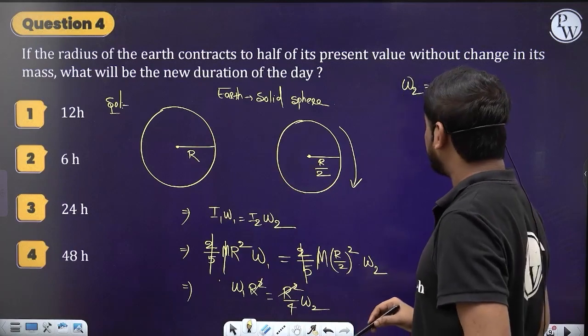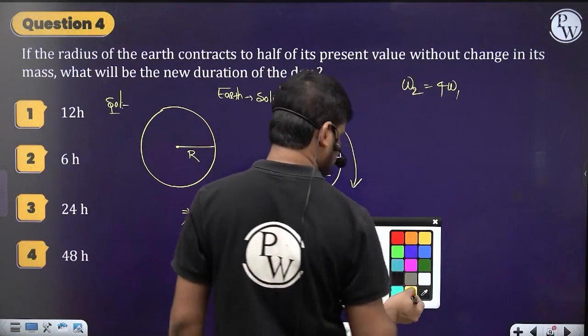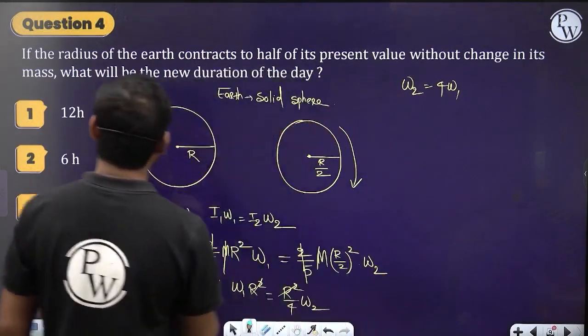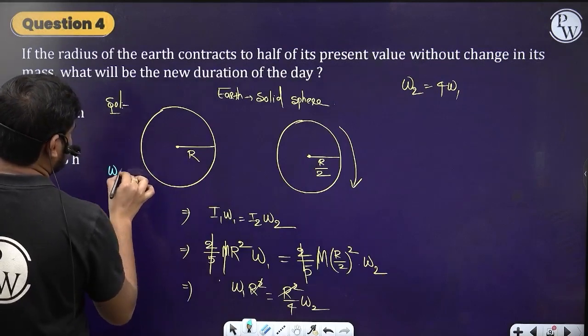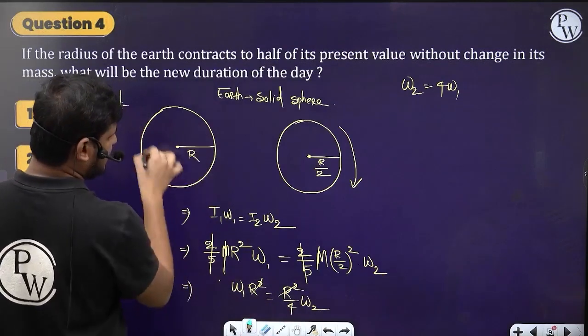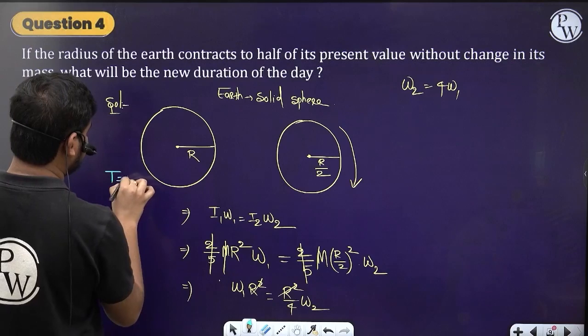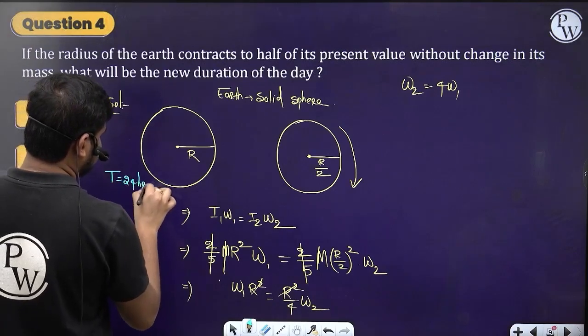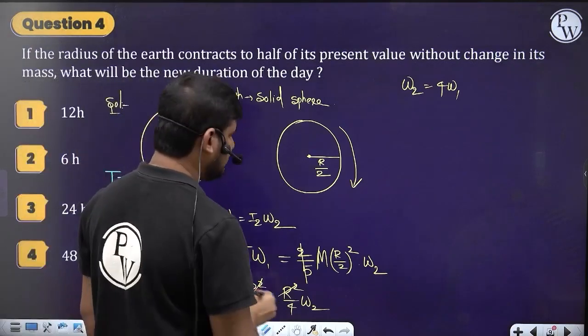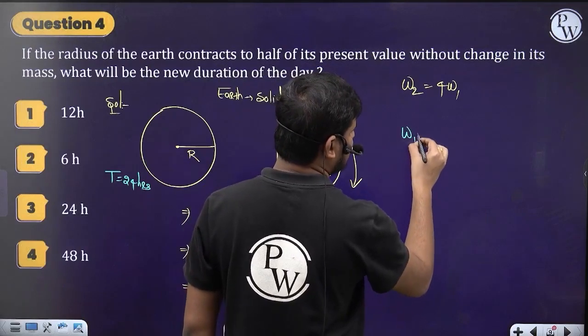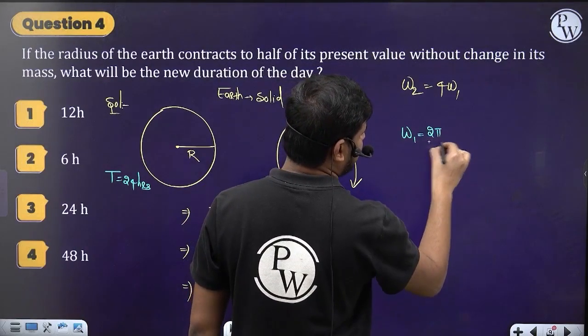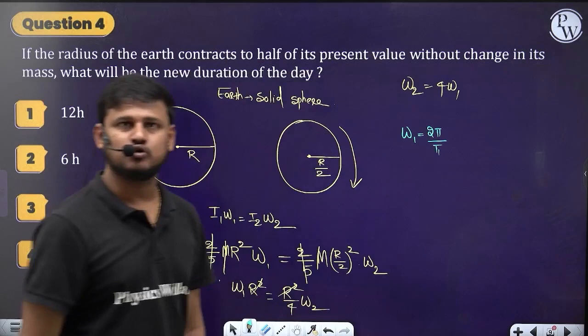So now what will be the time period we can find? How do you find the time period? Initially, when it rotates in a radius of r, the time period should be 24 hours, right? Initial time period. So when the angular velocity is omega 1, its time period should be 2 pi by t1.